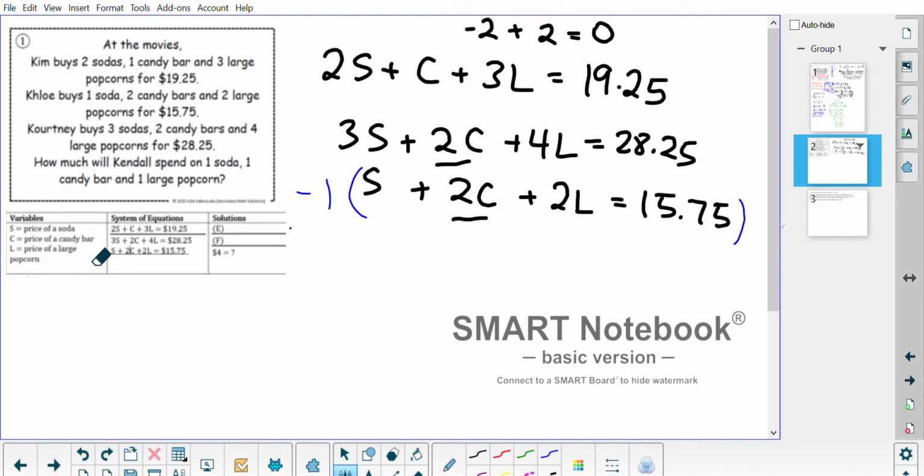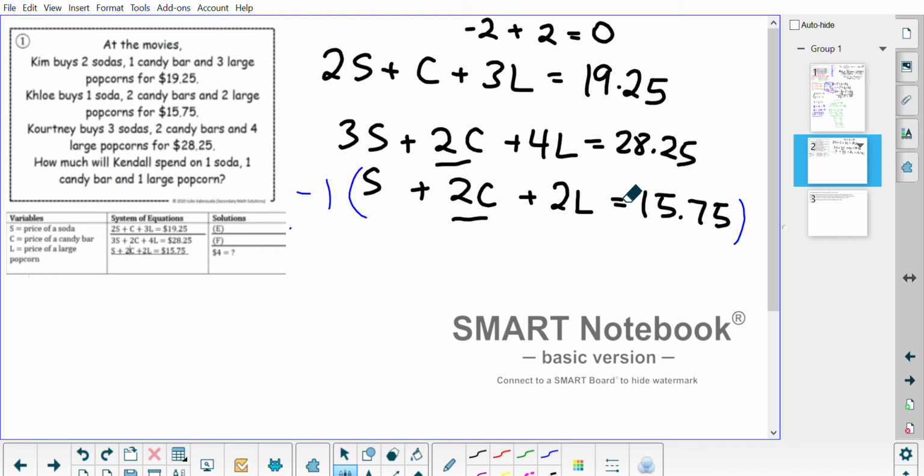And then over here, I know they're not in order, but this is Courtney's purchase. She has 3 sodas, 2 candy bars, 4 large popcorns, and they equal 28.25. And then here you have Chloe's. There's 1 soda, 2 candy bars, and 2 large popcorns for 15.75.